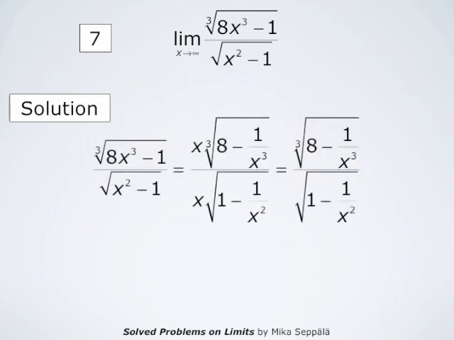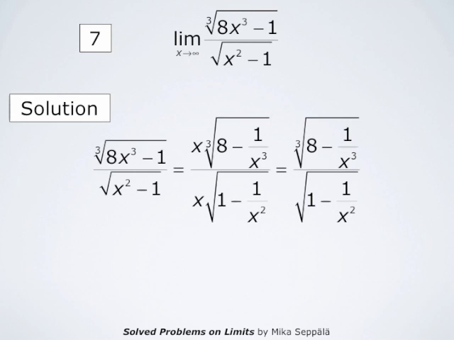What one has to do here is to take under the cube root in the numerator x cubed as a common factor and under the square root x squared as a common factor. So the numerator becomes x times cube root of 8 minus 1 divided by x cubed. The denominator becomes x times square root of 1 minus 1 divided by x squared. Now the x terms cancel out. One gets that cube root of 8 times x cubed minus 1 divided by square root of x squared minus 1 is just cube root of 8 minus 1 divided by x cubed, and that divided by square root of 1 minus 1 divided by x squared.